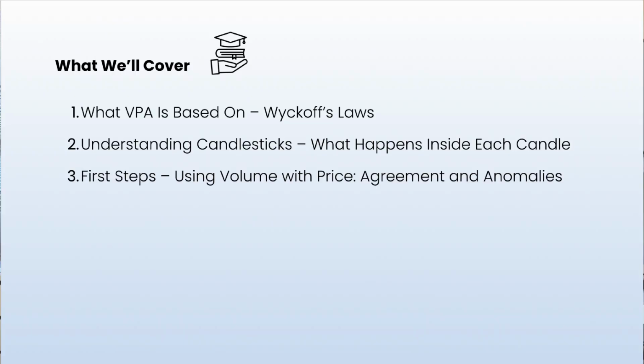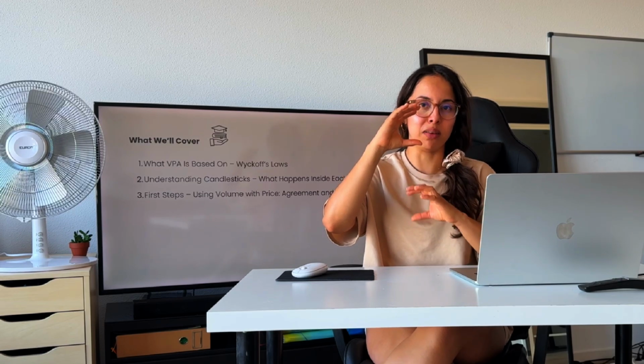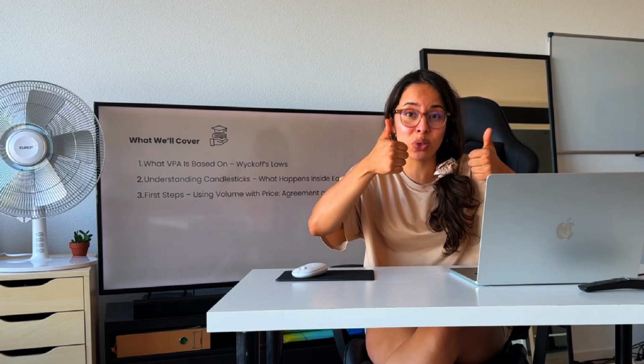Then we're going to take the first steps because we're going to use volume together with price. Whenever you're trading price with volume, remember volume is the vertical bars at the bottom, you're looking for if it matches or if it doesn't match.